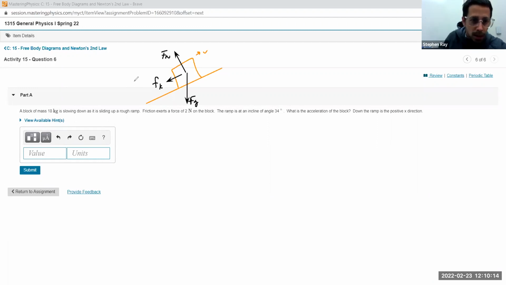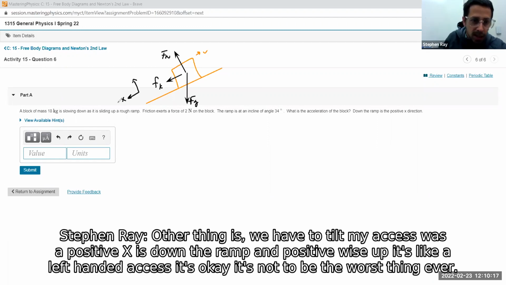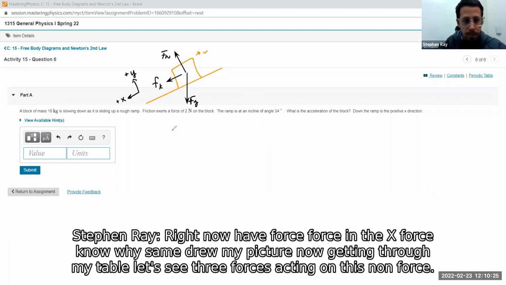All right. The other thing is we have to tilt my axis. I'm going to say positive x is down the ramp and positive y is up. It's like a left-handed axis. It's okay. It's not going to be the worst thing ever. So now I have force in the x, force in the y. I drew my picture, and now I'm getting through my table.